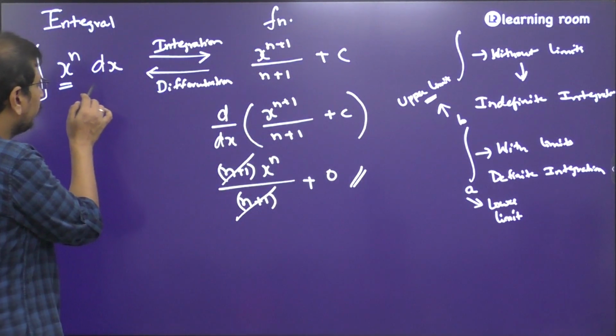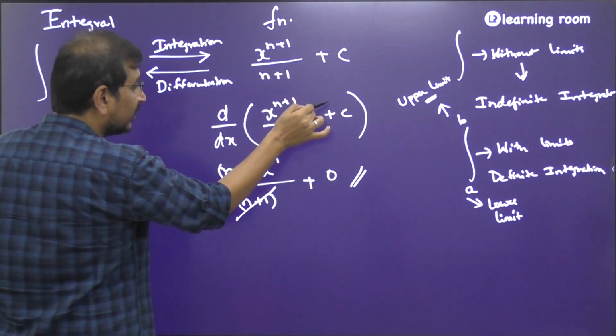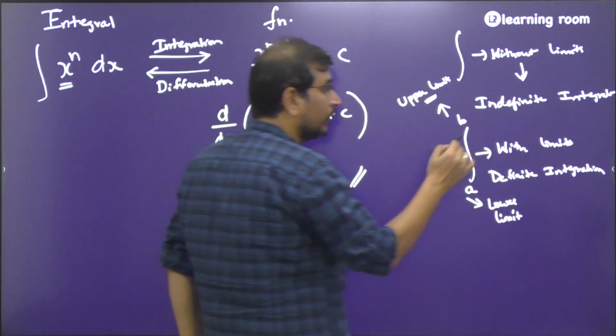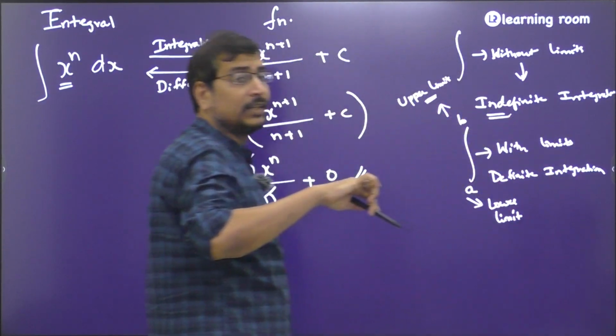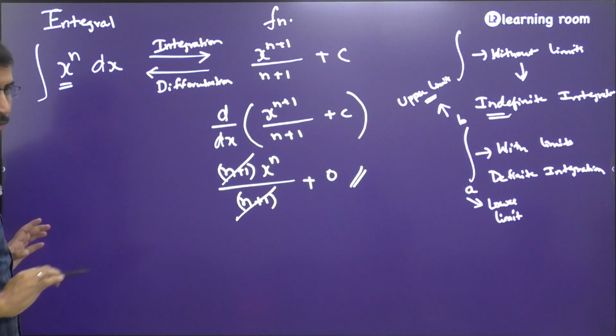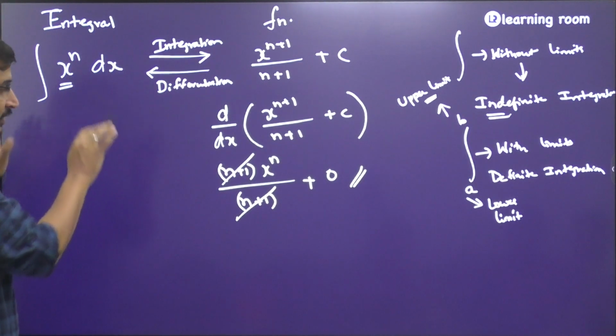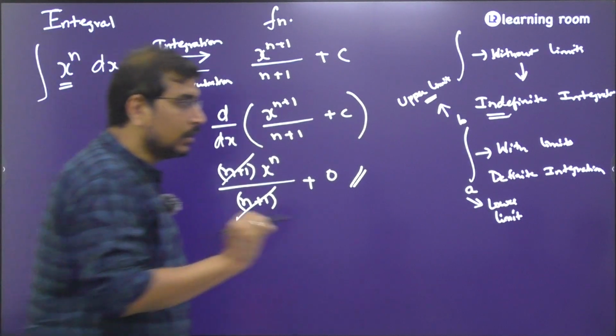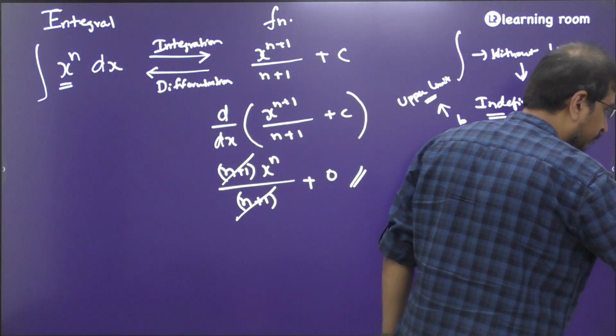So this is the reason for which a constant is added only in which condition? When you do the indefinite integration. Whenever you do definite integration, you will not add the constant. That I'll tell you how to handle. Am I clear with this idea? Right. Now listen to this carefully.